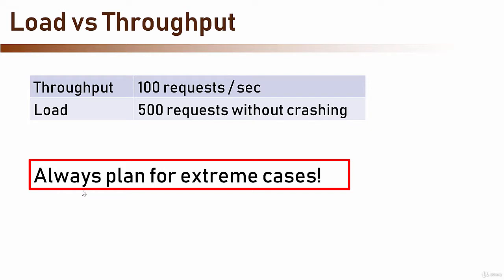For example, for an e-commerce website, the regular load might be up to 200 concurrent requests, but on Black Friday, we are looking at more than 2,000 concurrent requests. In that case, we should plan for the extreme case, because this is when it's more important for our system to be alive and functioning.